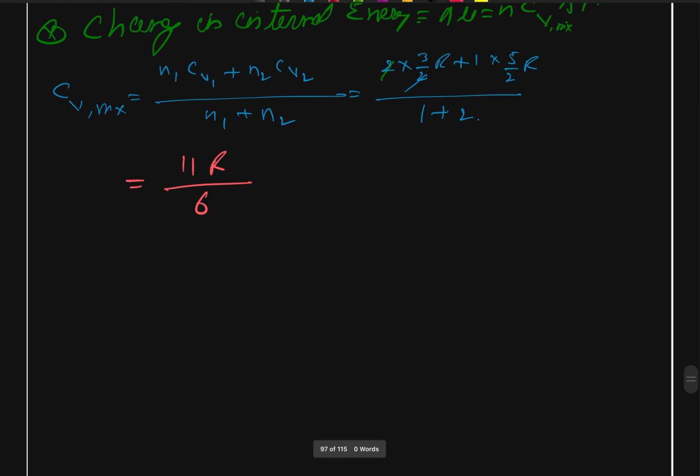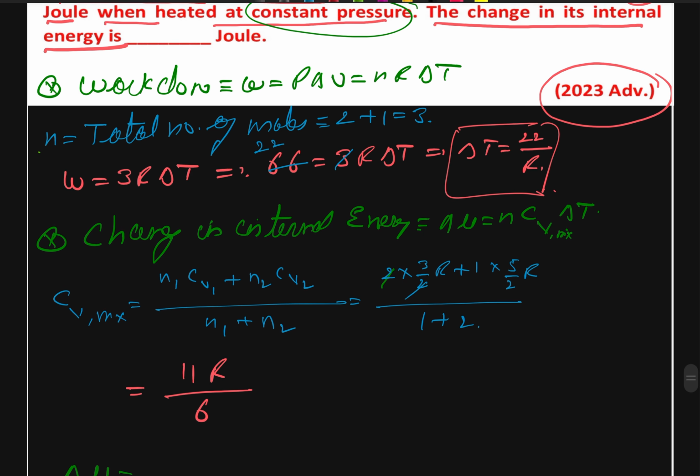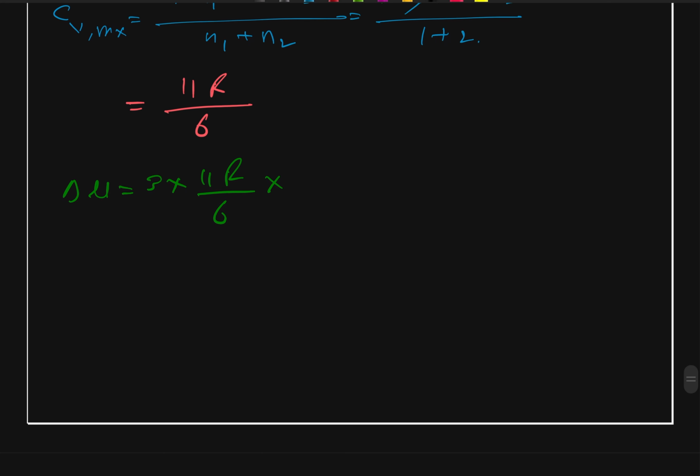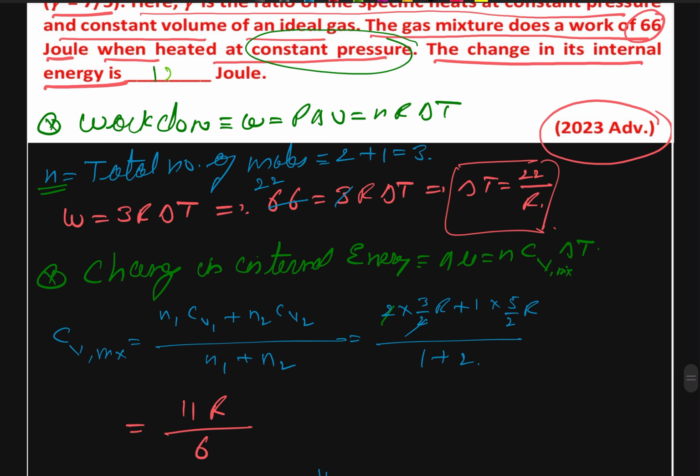So now we can easily find out our delta U. N is our total number of moles, we have already stated it, and this is our 3 multiplied by C_V of mixture, and change in temperature is our 22 upon R. So here this R and R go away, and 3 goes by 2 and 2 goes by 22, and this comes as our 121 joules. So this is 121. Next question.